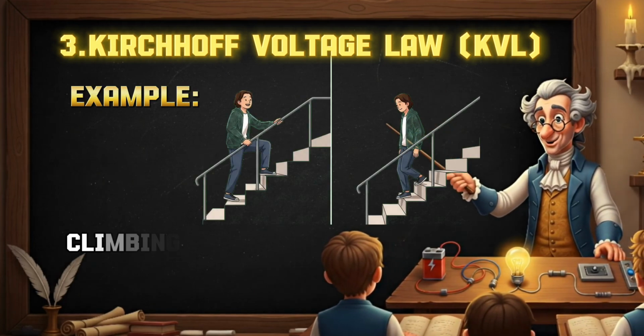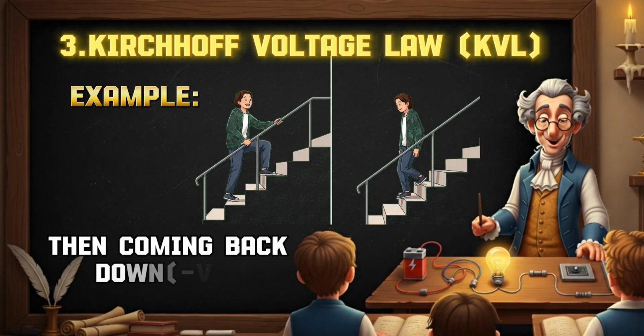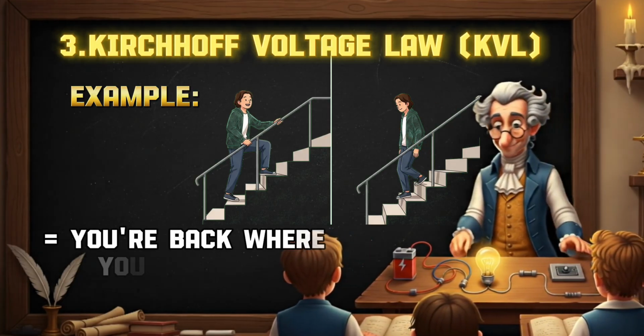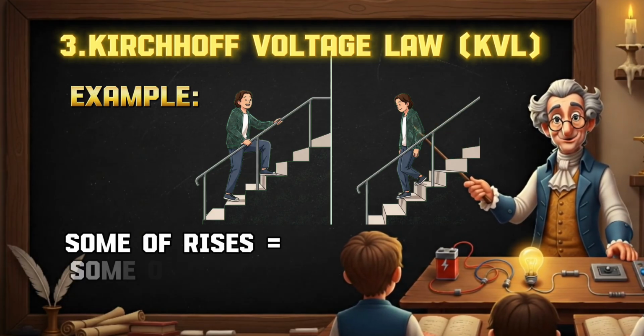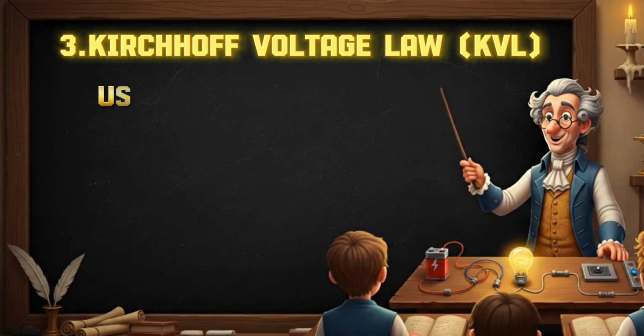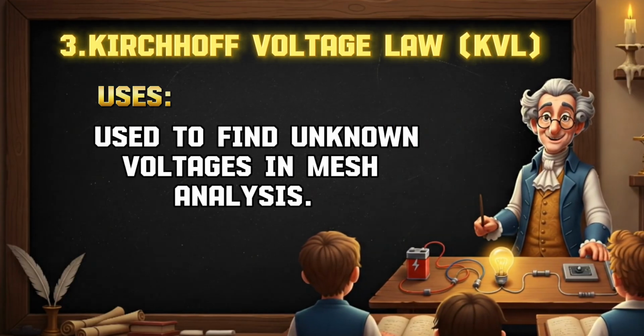Example. Climbing upstairs, plus V voltage, then coming back down, minus V voltage, equals you're back where you started. Same with electric loops, sum of rises equals sum of drops. Uses. Used to find unknown voltages in mesh analysis.